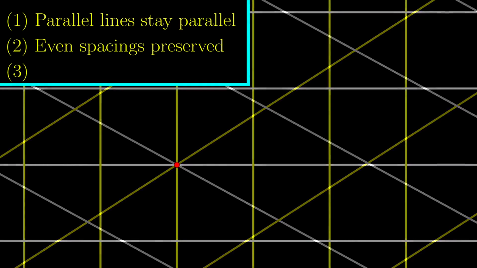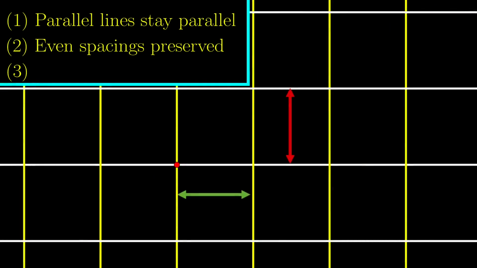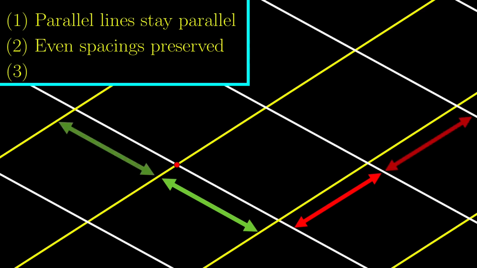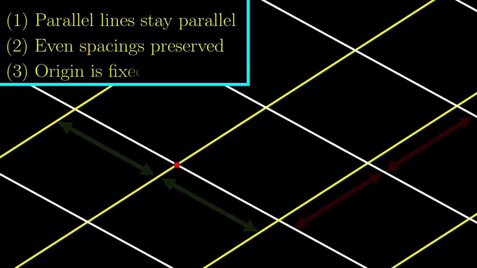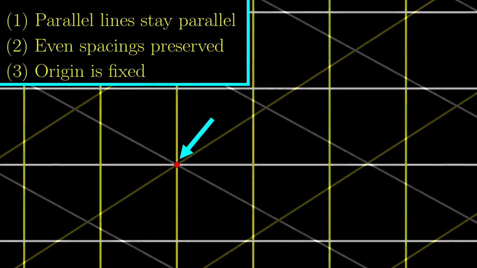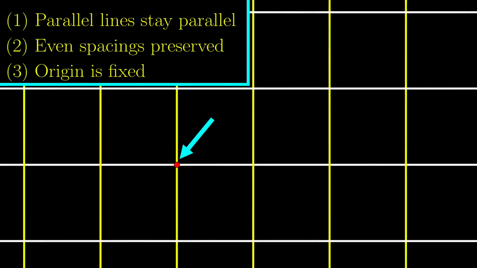If you didn't catch it, note where the yellow and white lines are after the transformation. They are still parallel to each other, and although the spacings have changed, the lines are still evenly spaced. The final property is that the origin is fixed. The origin is the red dot in the middle here, and before the transformation, the origin was there as well, so the origin is fixed.